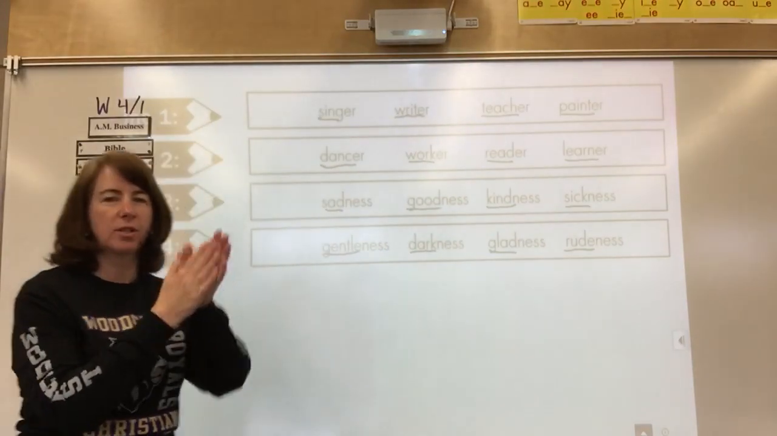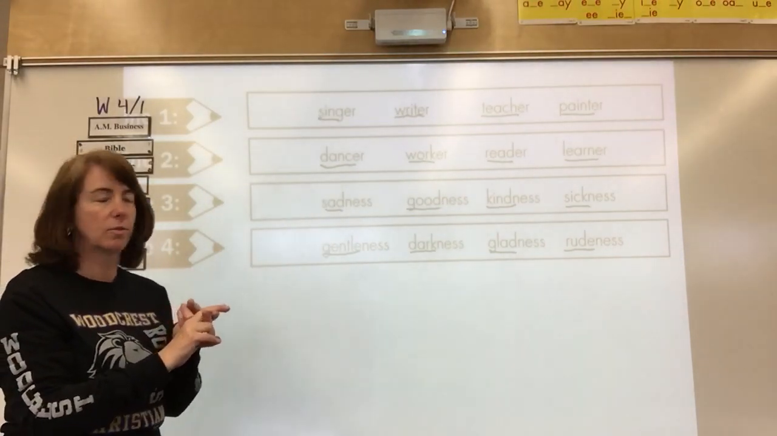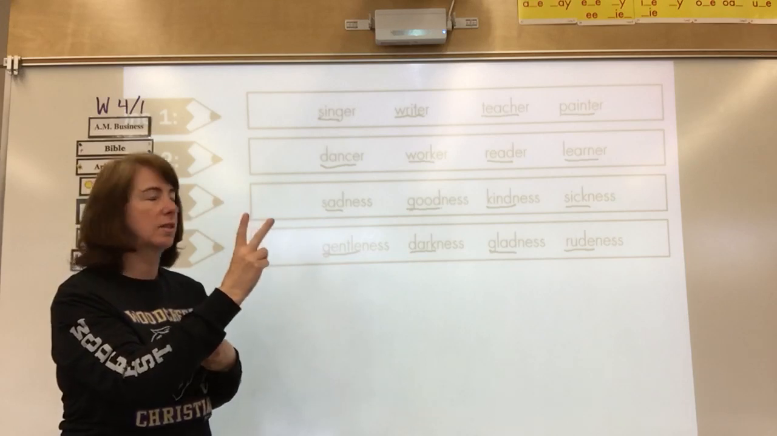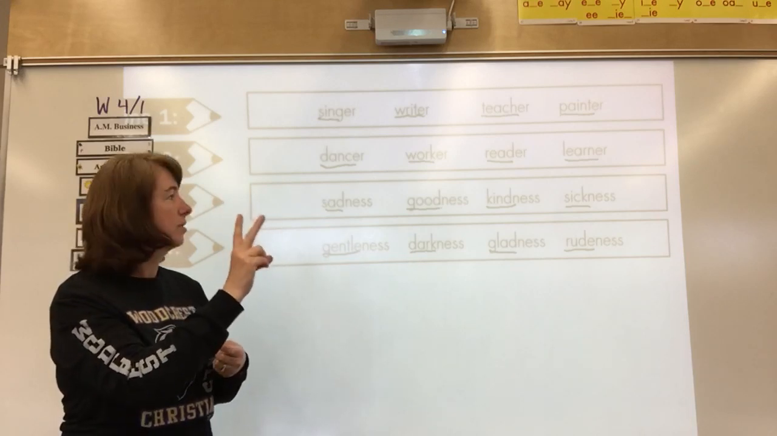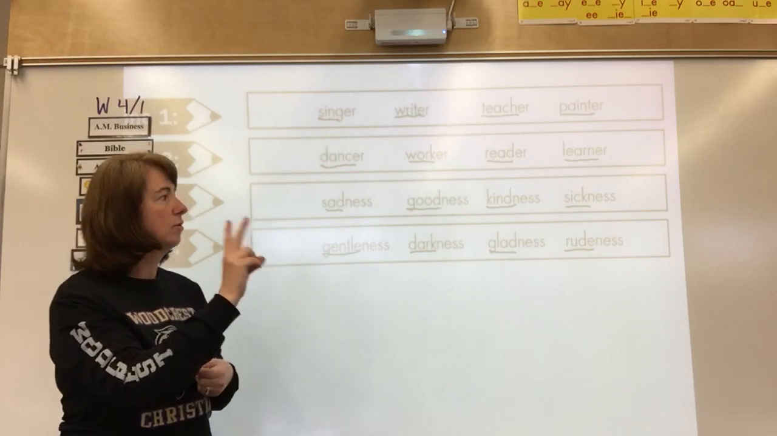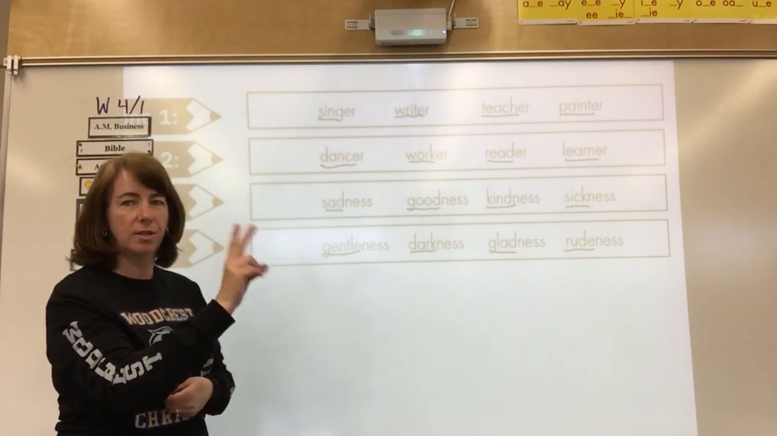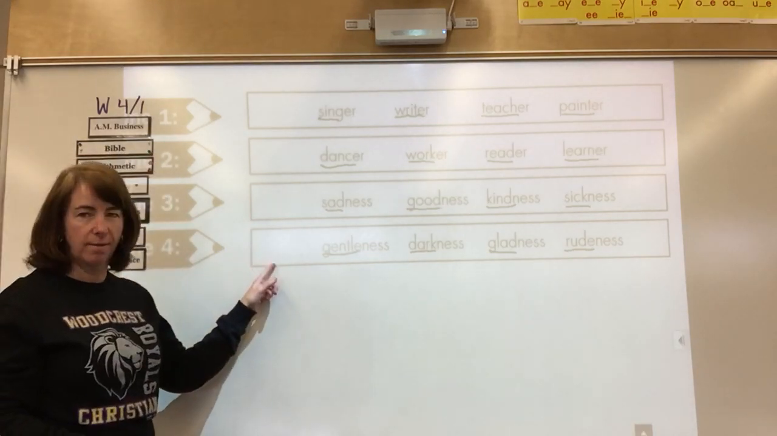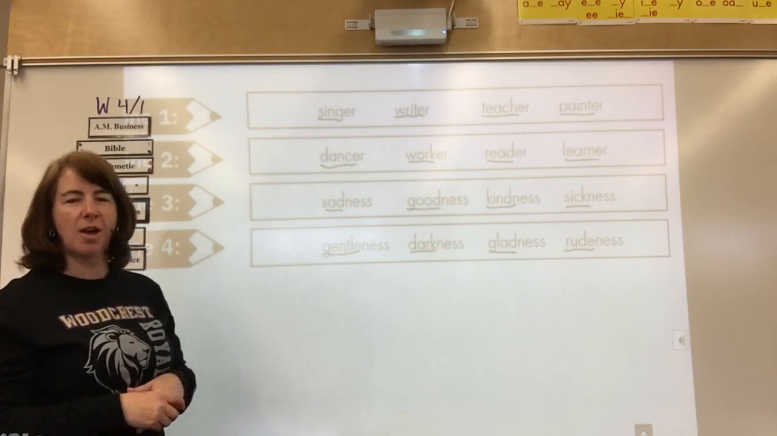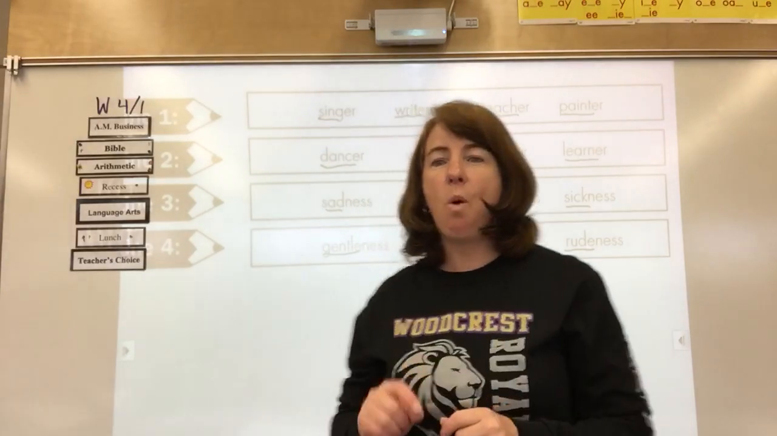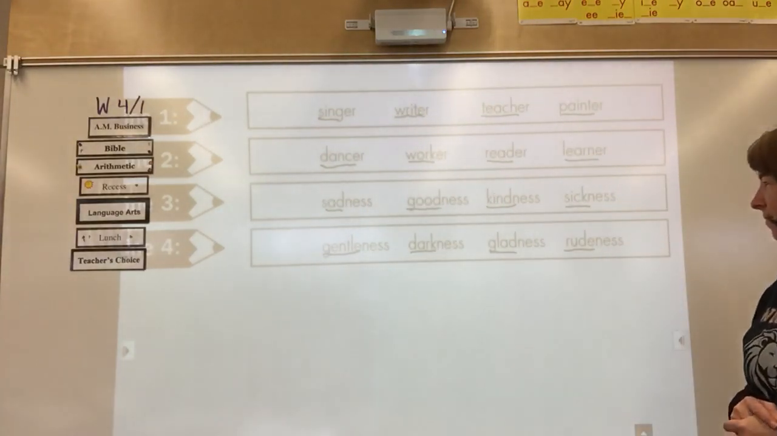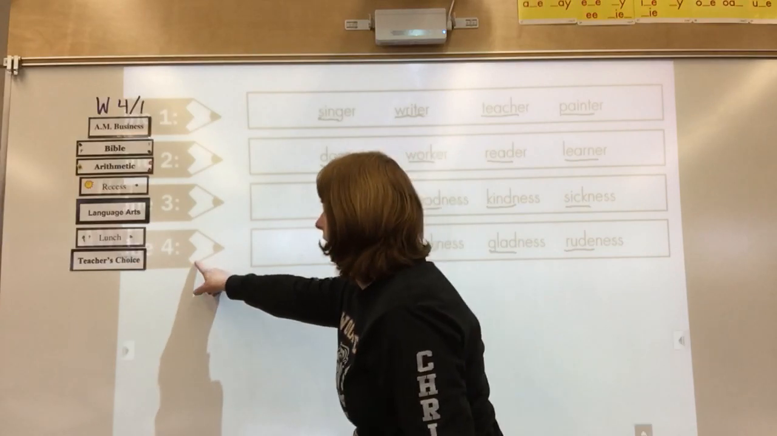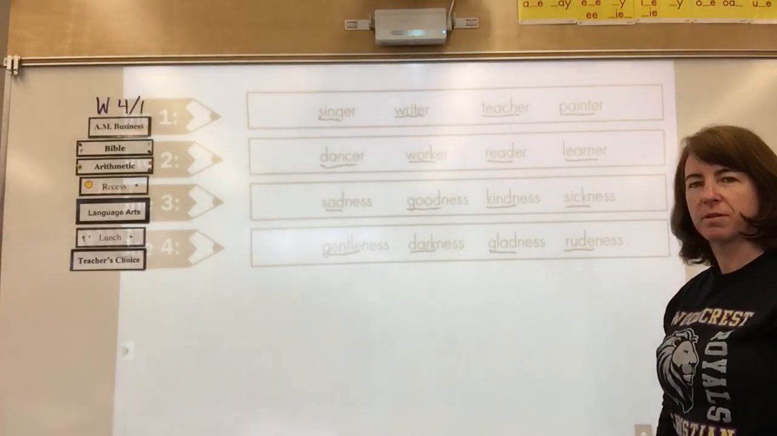Now, one of the things that we have worked on is syllables, counting out syllables, and I want you to note, we're just going to look at line 2, dancer. So watch, dancer, 2 syllables. Worker, 2 syllables. Reader, 2 syllables. Learner, 2 syllables. Very good. Now, what I want you to do is look at line 4, and tell me which word has more than 2 syllables. Which word in line 4 has more than 2 syllables?